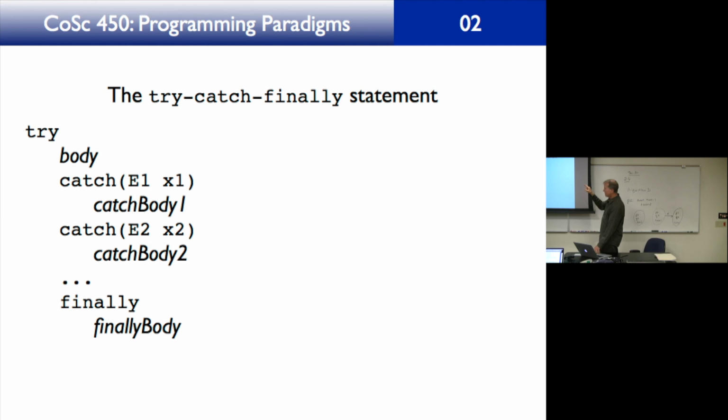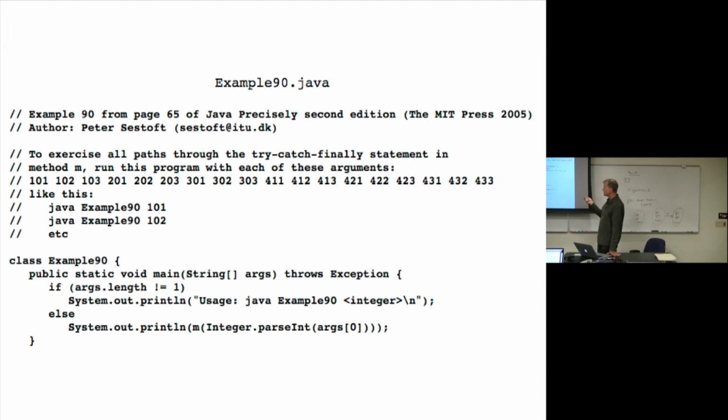Now, check this out. First of all, the try, catch, finally statement has try, and then the body, and then catch E1, catch body, catch E2, catch body. Now what we're going to do is investigate what happens if there is a finally clause. So now we have finally and a finally body. Before we take a look at how finally works, I want to at least, before class ends, demo this so that we can see what it looks like.